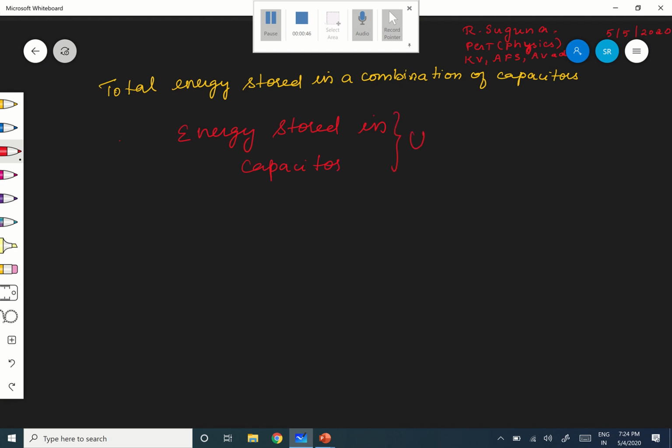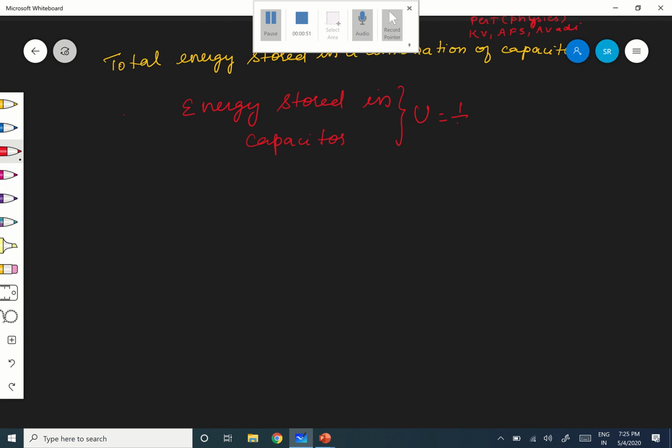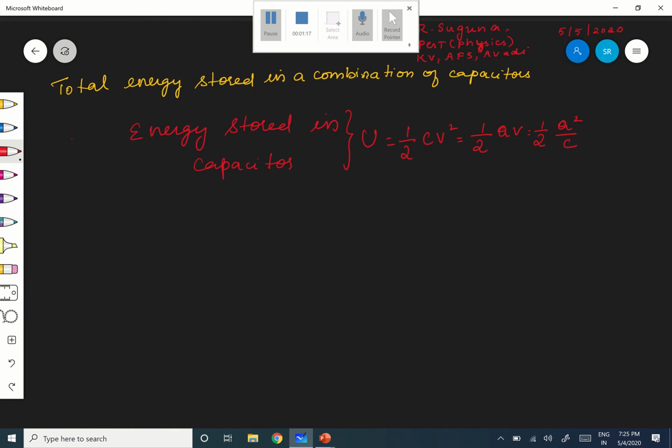is given by U equal to half CV squared, that is equal to half QV. There are three combinations: CV combination, QV combination, and the QC combination is also there now. That is half Q squared by C. This we have already seen. Therefore, energy stored in the capacitor is given by this.